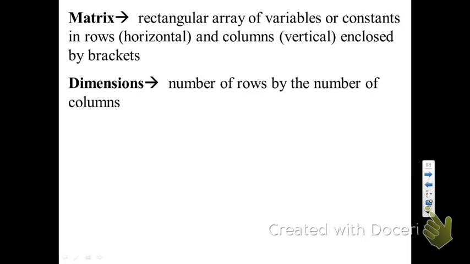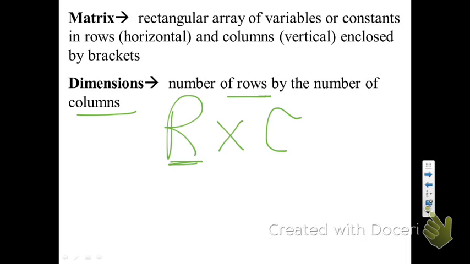So our dimensions, and this is very significant, we're going to use this a lot. You need to know that the dimensions are the number of rows by the number of columns. Okay, so rows by columns, and I tell kids this is the only time you're not going to go in alphabetical order. R is going to come before C.